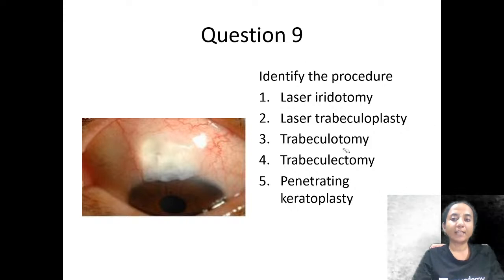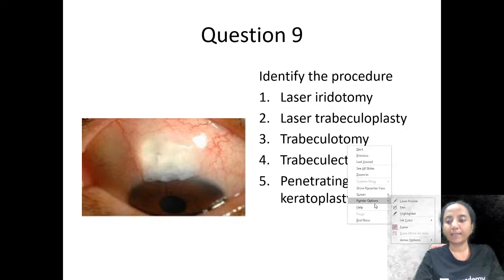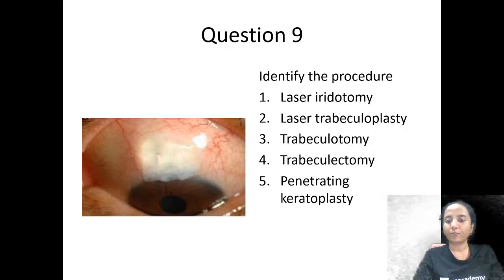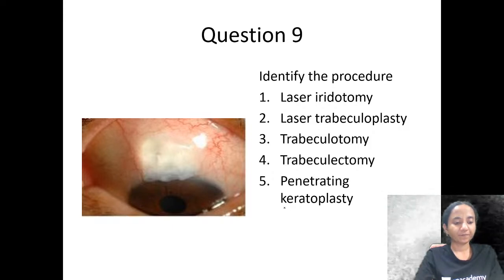Identify the procedure that's been done here. What is this? Is it a laser iridotomy? Is it laser trabeculoplasty? Is it trabeculotomy? Is it trabeculectomy? Or is it a penetrating keratoplasty? What do you think this is? Okay, let me tell you, this is the trabeculectomy.